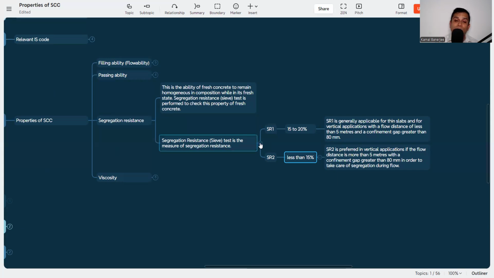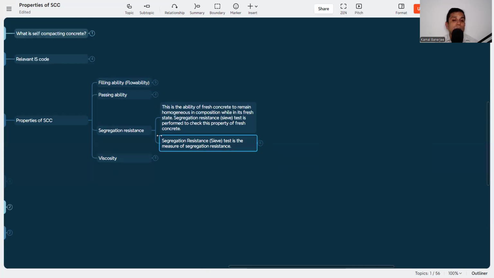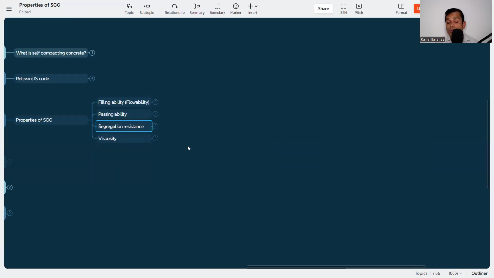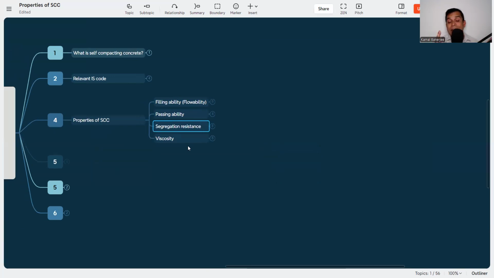So according to your need and your project requirement, you need to choose the properties, and according to those properties, the mix design should change. That is why it is important to know the properties of self-compacting concrete, and according to the requirement of the project, we should do the mix design.